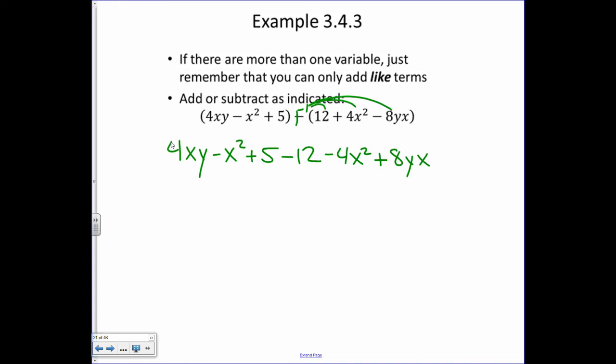Now remember, we can only add like terms. 4xy and 8yx, they have the same variables and the same exponents, so we can add those two. 4 plus 8 is 12, and so we'll get 12xy, or 12yx, however you want to write it. Negative x squared minus 4x squared, that's going to give you minus 5x squared. And then 5 minus 12 will give you negative 7. So remember that whenever you're subtracting polynomials, always distribute that minus sign to the entire second polynomial.